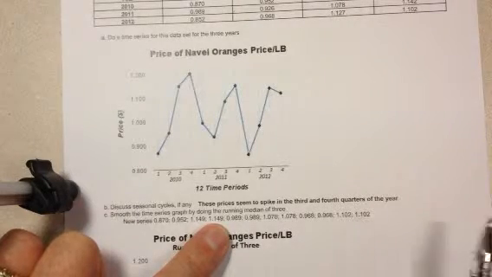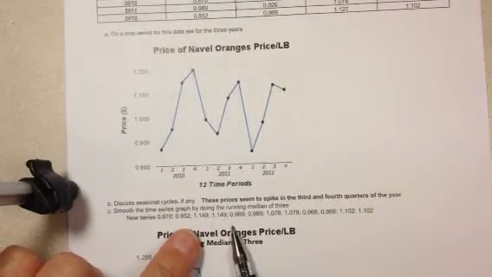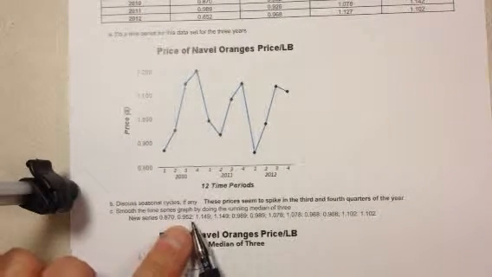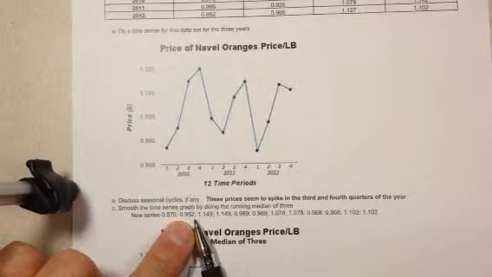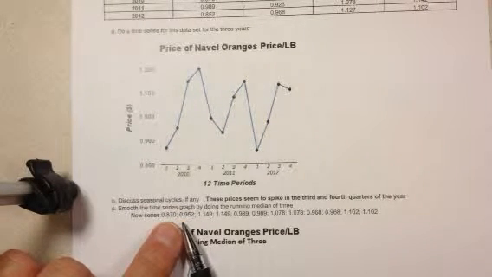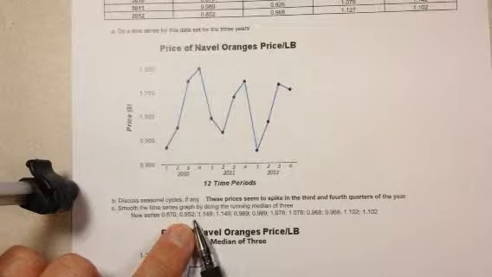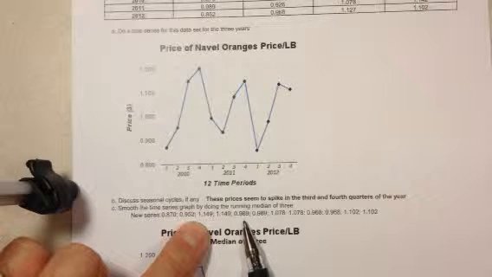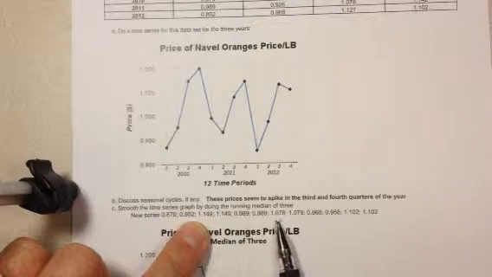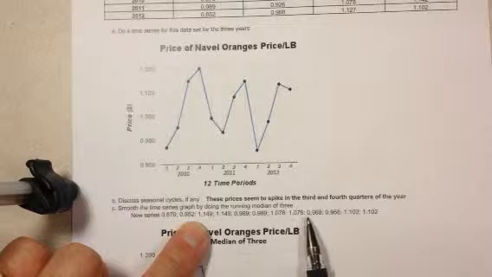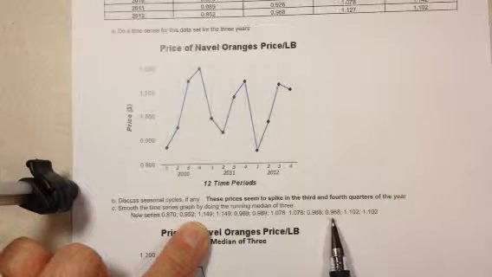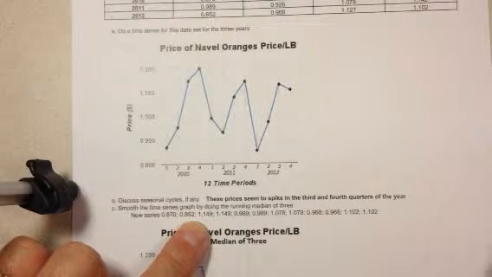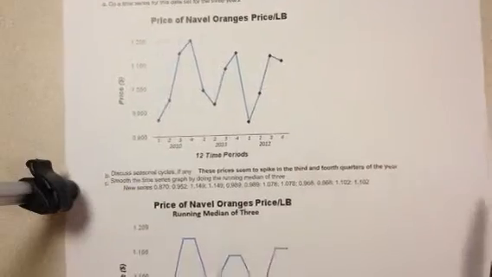So we use that same logic to go through. And so the new series, you start with the original, then you start doing the running median of 3s after that. So the answers are 0.870, 0.952, 1.149, 1.149, 0.989, 0.989, 1.078, 1.078, 0.968, 0.968, 1.102, 1.102. And so when we look at the graph of this, this becomes very interesting.